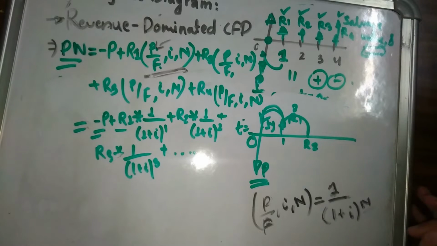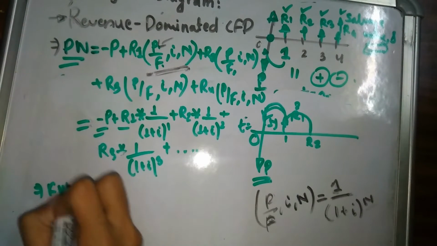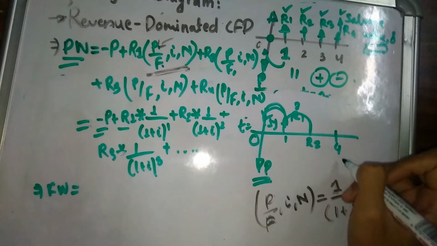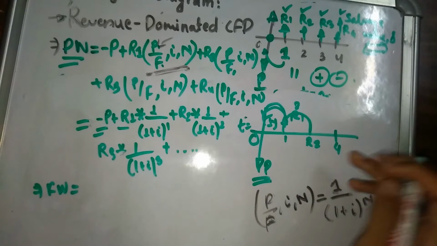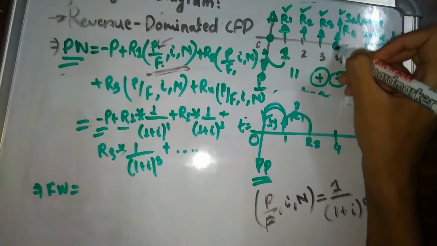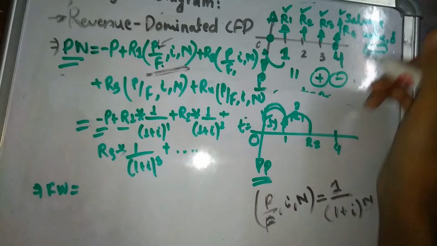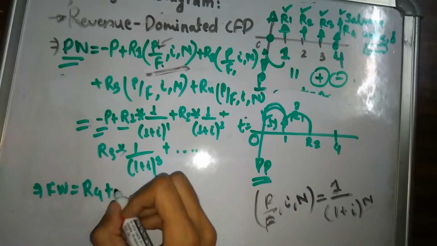So in this same case, if I had to calculate my future worth, what will I be doing? Let's say I have to calculate my future worth at time t equals 4. This might be a little bit complex for you at first, but it's going to be really simple. So minus P is, let me just begin. If I have to calculate my future worth, I'll begin from the end. So at time t equals 4, I have R4. I don't need to change R4 because it's already at my future time. So I'm simply going to write it as R4 plus R3.